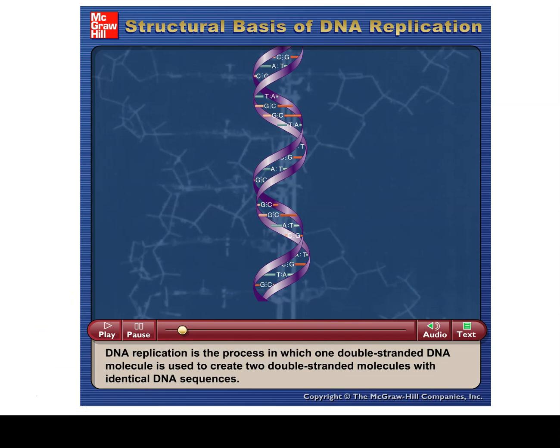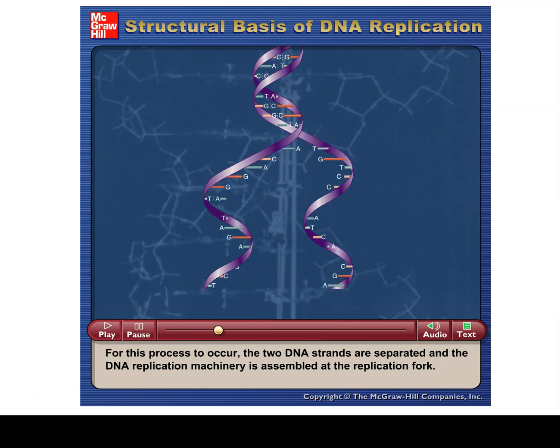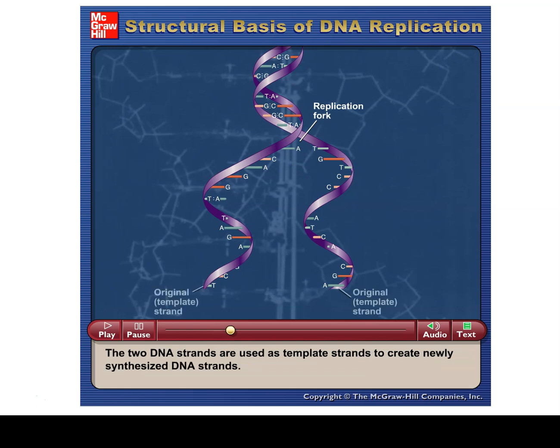Stranded DNA molecule is used to create 2 double-stranded molecules with identical DNA sequences. For this process to occur, the 2 DNA strands are separated, and the DNA replication machinery is assembled at the replication fork. The 2 DNA strands are used as template strands to create newly synthesized DNA strands.